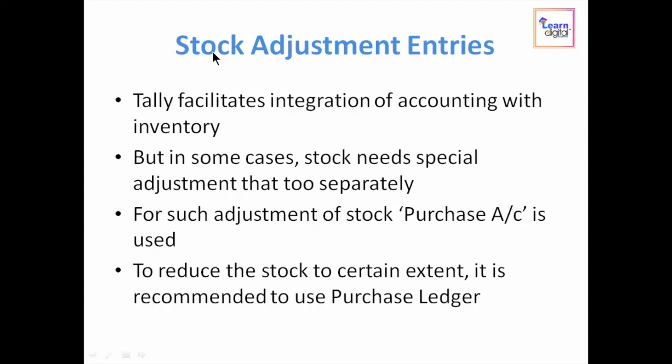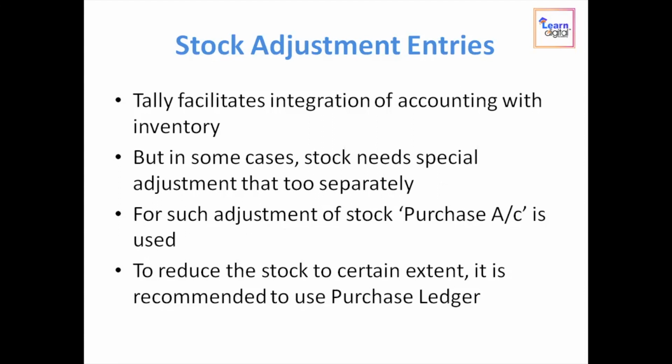Now, there are some cases when stock needs special adjustment, and that too separately. Such adjustment of stock can be done through the purchase ledger. For such adjustment of stock, the purchase account is used. So there are a few possibilities when stock needs special adjustment, and in that case, we use the purchase ledger instead of using sales or any other ledger.